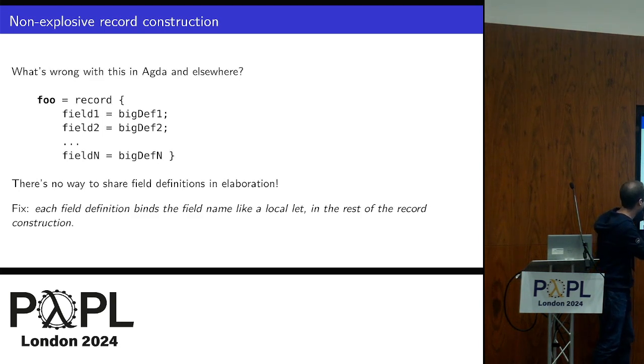Okay, so I guess it's already spoiler. Yeah, so the issue is that there's no way to share field definitions in elaboration. So if there's a metavariable in big defn, in the solution of that metavariable, all of these previous things must be unfolded because there's just no way to refer to them as a definition whatsoever. And I think the only way to actually fix this is to say that the construction of a record brings into scope each field name as a definition, which is kind of weird, but I don't see any other way to do it.